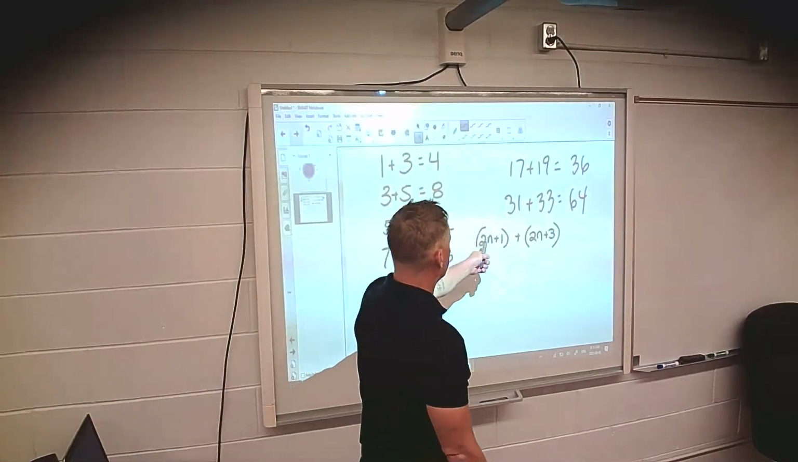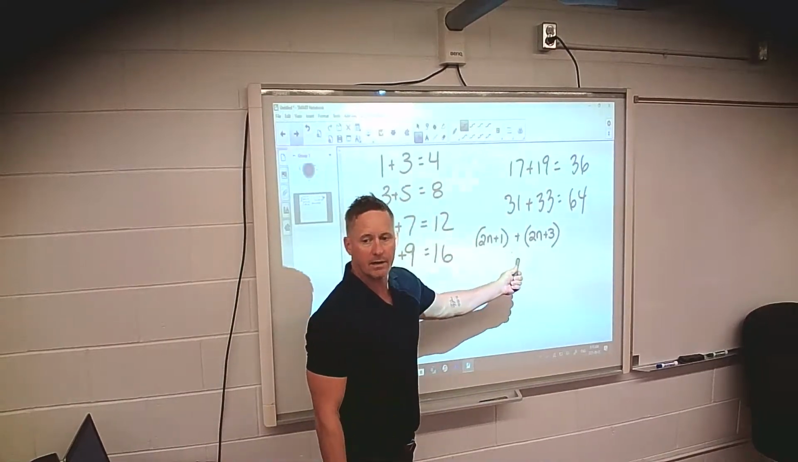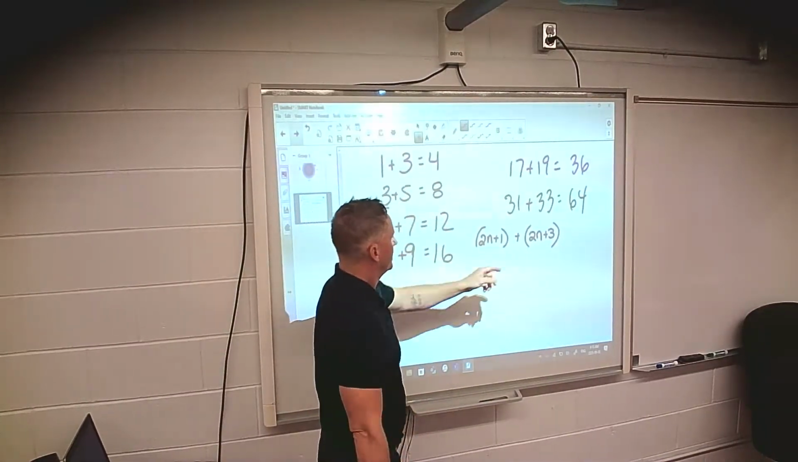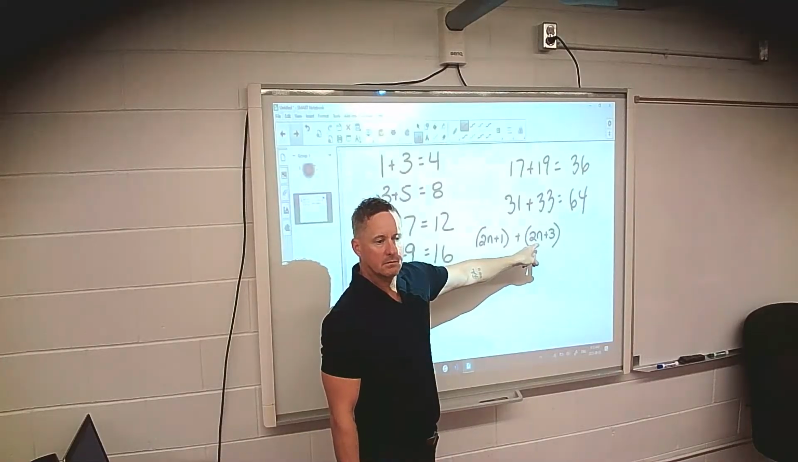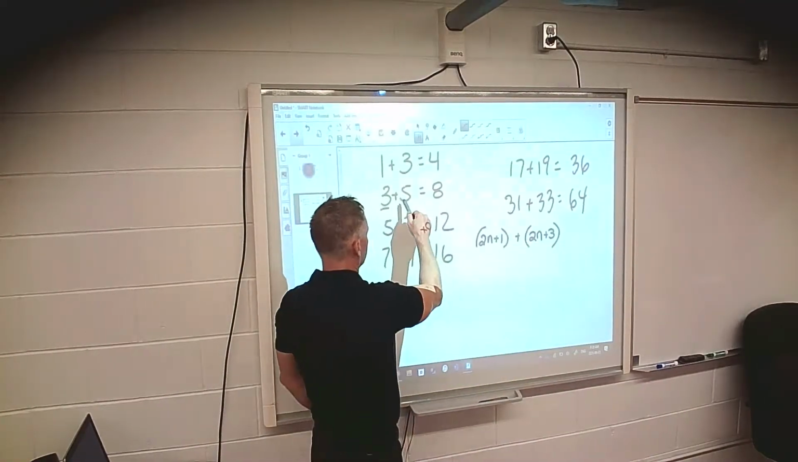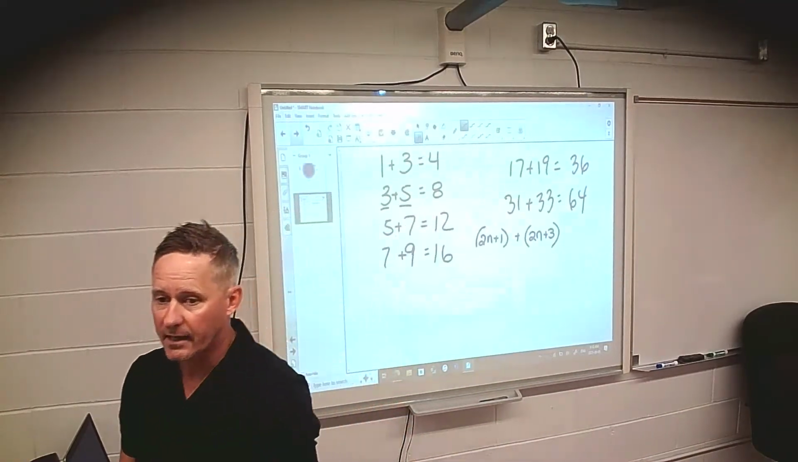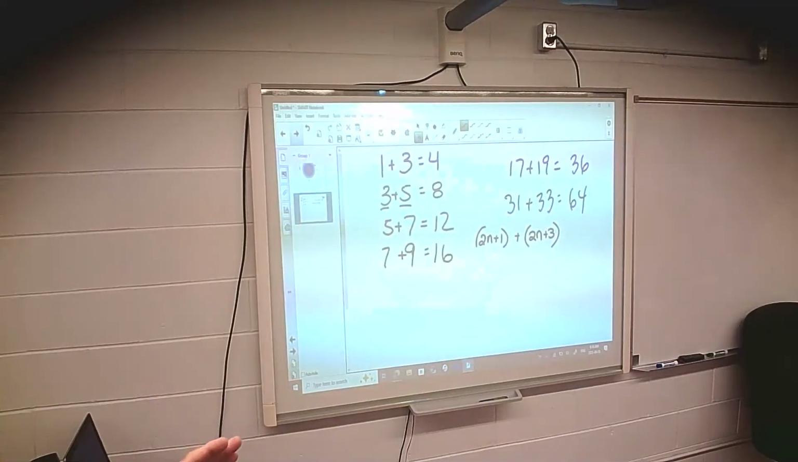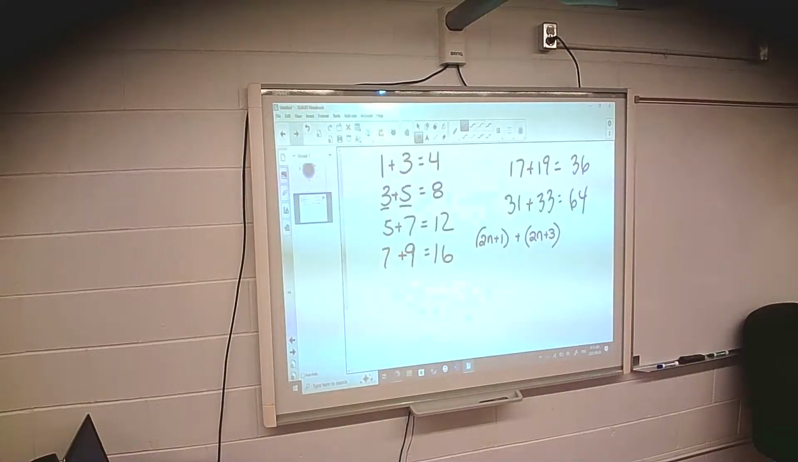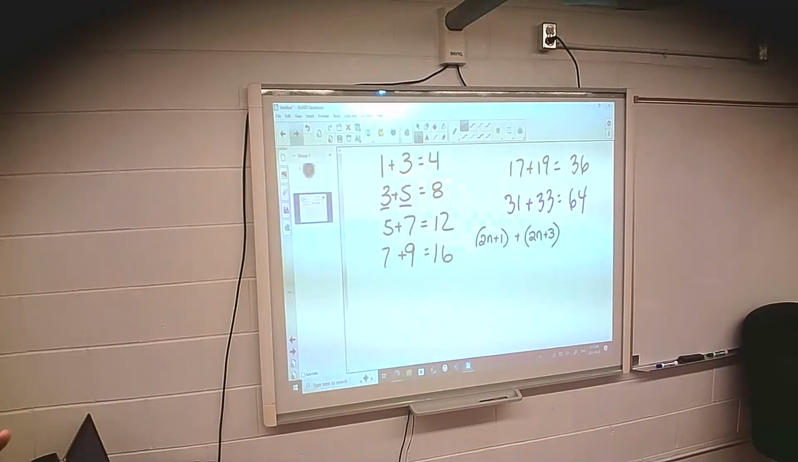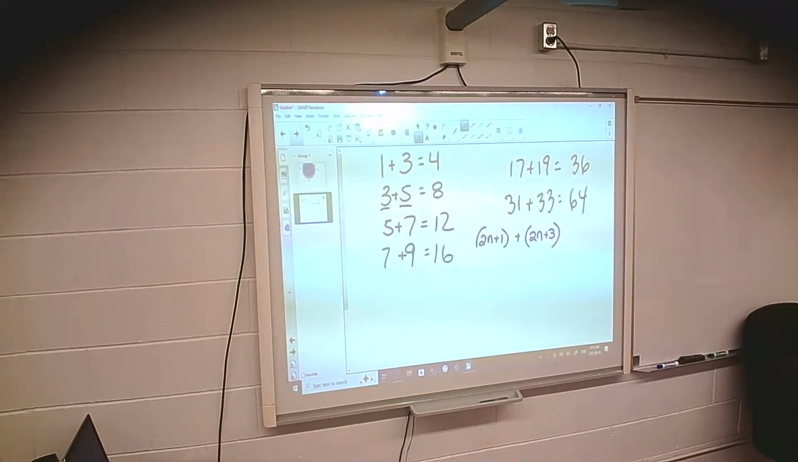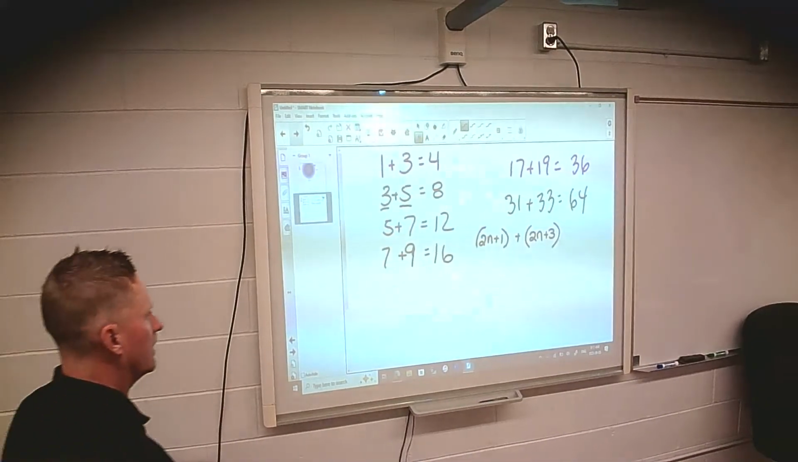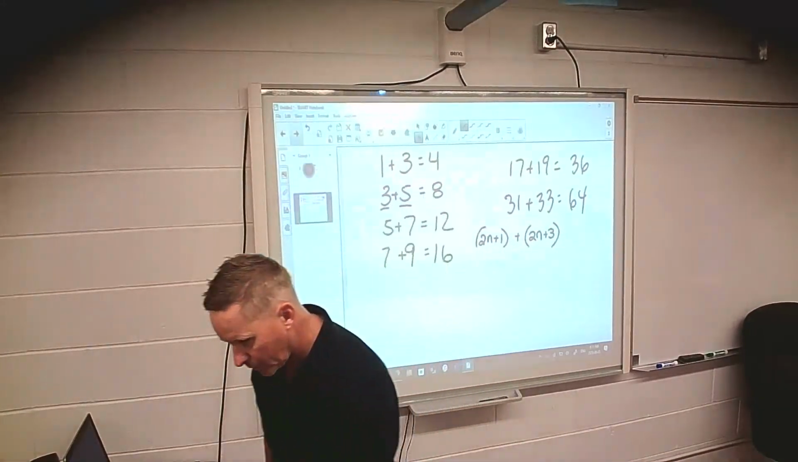2 times 1 is 2. 2 add 1 is 3. 2 times 1 add 3 is 5. Okay, so I've got that so far. All right, an odd number added to the next odd number in the counting. So I'm adding 2 consecutive odd numbers together. I'm going to play with this for 1 second, and then I'm going to see what it equals. Okay, so I'm going to get rid of my brackets.